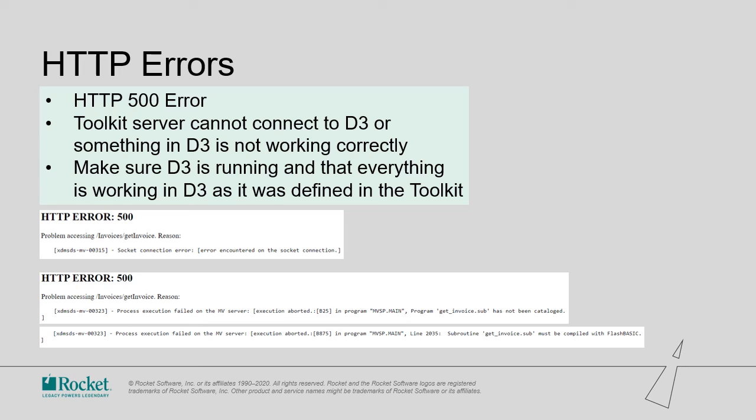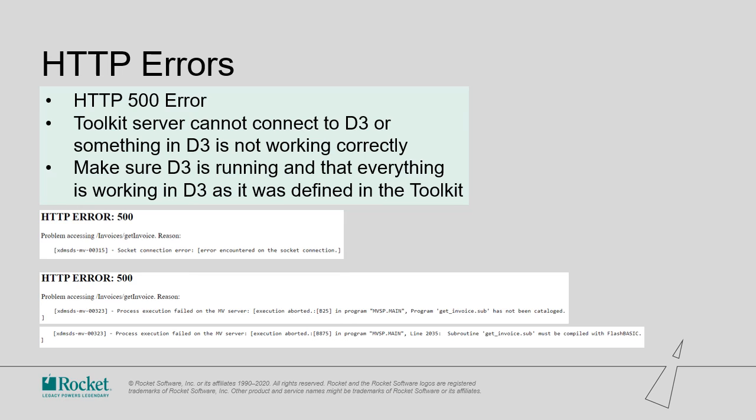HTTP 500 error, which is described as an internal server error. The 500 error is a catch-all error for circumstances where the Toolkit server could not get what it wants from D3. The slide shows 3 examples. Socket connection error, process execution failed, program not cataloged, and process execution failed, program not flashed. The socket error happens when the Toolkit server cannot connect to D3. The best thing to do is to go make sure D3 is running and that MVSP is listening.